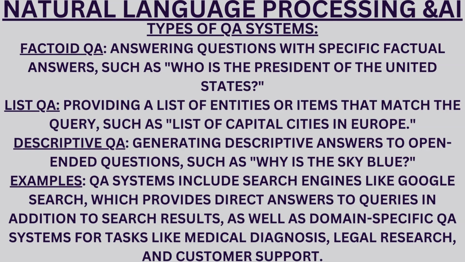Examples. Question answer systems include search engines like Google Search, which provides direct answers to queries in addition to search results, as well as domain-specific question answer systems for tasks like medical diagnosis, legal research, and customer support.